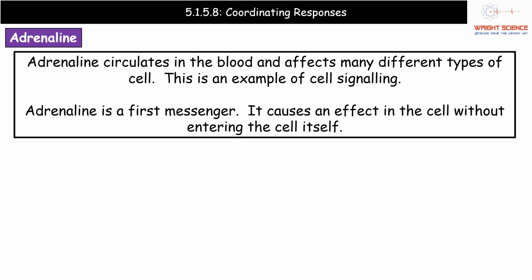In terms of adrenaline itself, it's a hormone, and we've got a great example of cell signaling here, because we are producing a hormone that's then going to affect many different types of cells. And if we think back to some of the earlier work in Module 5, we talked about first and second messengers. So adrenaline is a first messenger. It causes an effect in its target cell without entering the cell itself. So it won't enter the cell, but it does cause an effect.